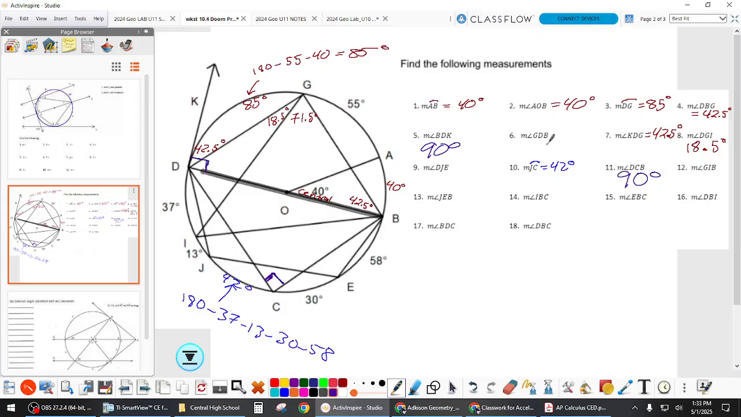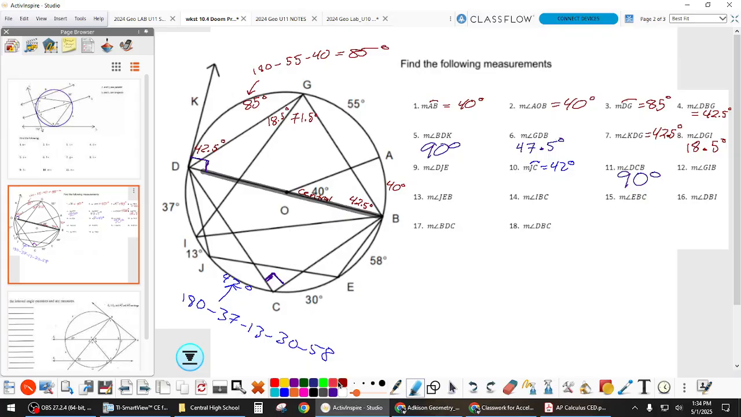Okay, GDB. Well, here's a good example of why it was nice to write the 42.5, because we just showed that this whole thing is 90. How do you get this piece, the red dot angle? Good, just subtract 42.5 to get what? 47.5. Okay, next on our list, DJE.